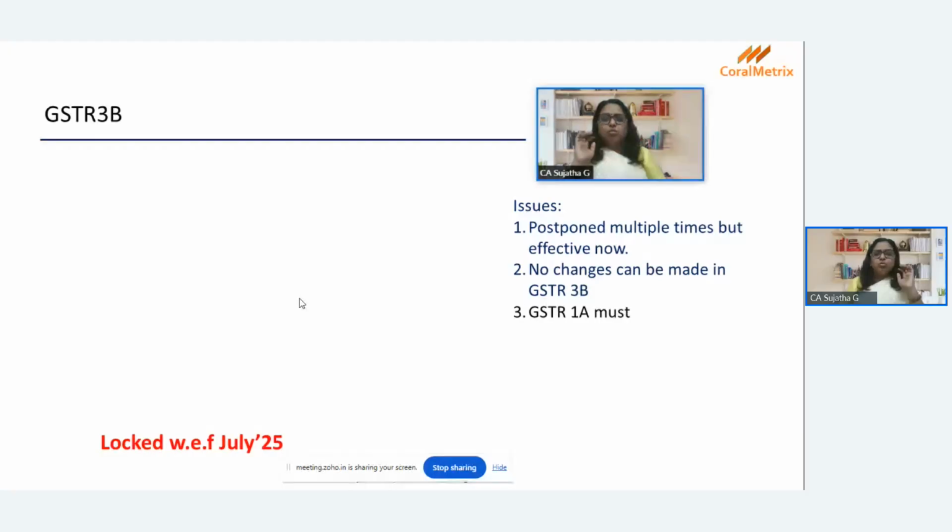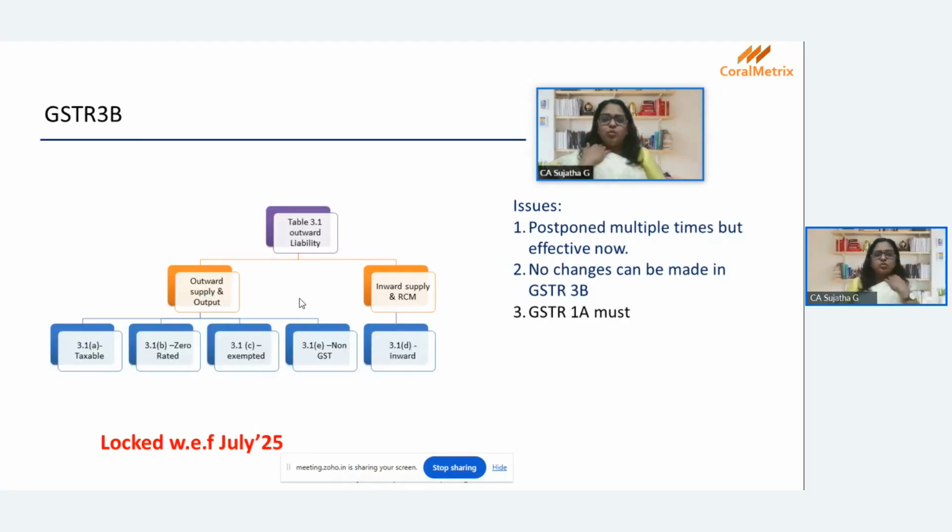When it comes to GSTR 3B, what is going to get locked with effect from July? That's why this session, which we are doing in the month of August, is very important, because certain fields are going to get locked. We know that in July 2022, they introduced temporary reversal and permanent reversal. And also in Table 3, if you look at it, this is about output.